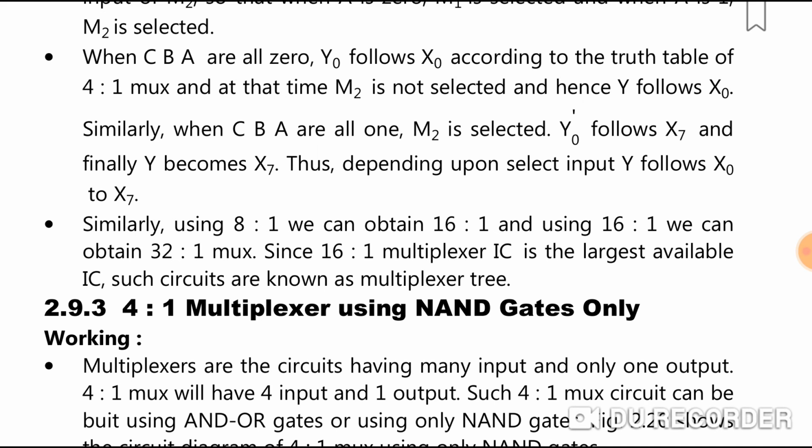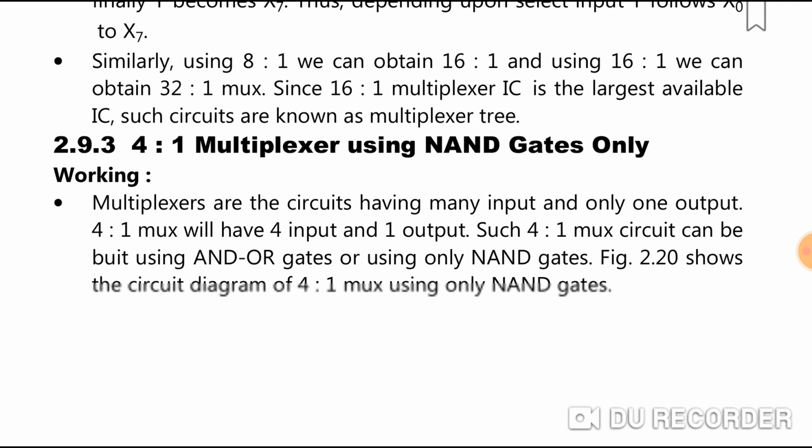Similarly, using 8 by 1 mux we can obtain 16 by 1, and using 16 by 1 we can obtain 32 by 1 mux. Since the 16 by 1 multiplexer IC is the largest available IC, such a circuit is known as a multiplexer tree. Now we will see 4 by 1 mux using NAND gates only.